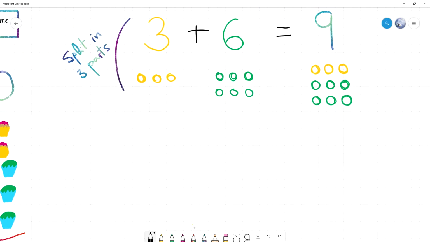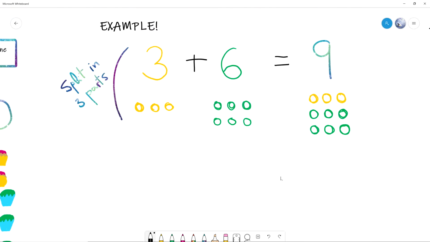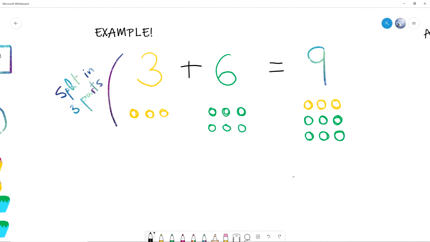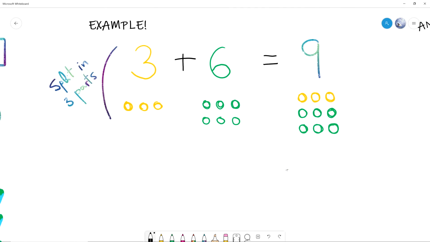Here is another example. Now suppose we have fewer cupcakes, but different colors. Now we have 3 plus 6 equals 9, and we want to split it in 3 parts. How would we do that, Natalie? So first, split the vanilla cupcakes in 3. How many cupcakes do I get if I split this in 3? 1 cupcake. Very good.